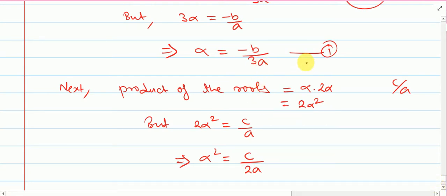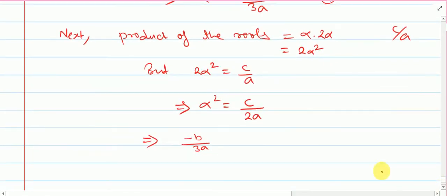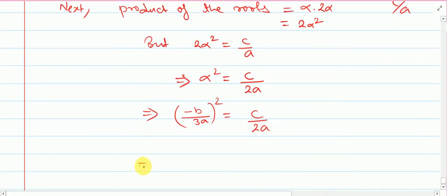Now from equation 1, can I use alpha equal to minus b upon 3a? So I will write, in place of alpha, minus b upon 3a whole square. Now simplify. So you will get minus b whole square, that means b square, and down 3a whole square means 9a square is equal to c by 2a.